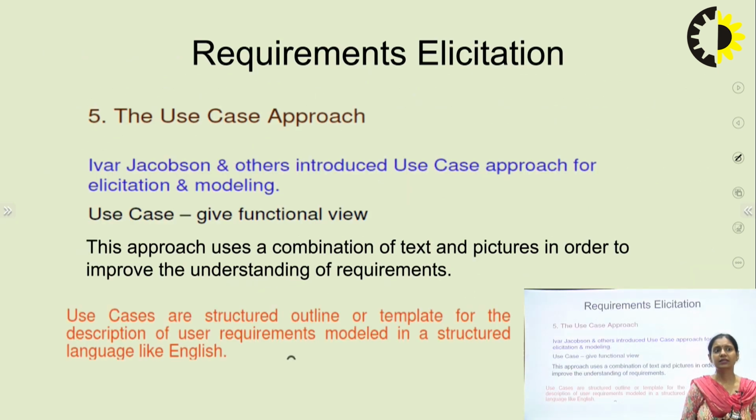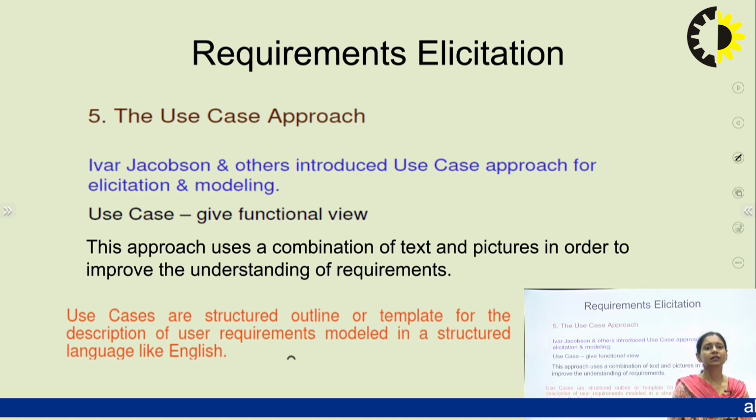The next requirement elicitation method is the use case approach. Use case diagrams give the functional view of the software requirements. Once the functional or diagrammatic view of the requirements is done, showing how people are involved at different levels in the software usage, it is very easy to develop the software. This approach is a combination of text and diagrams, which helps improve the understanding of the requirements.